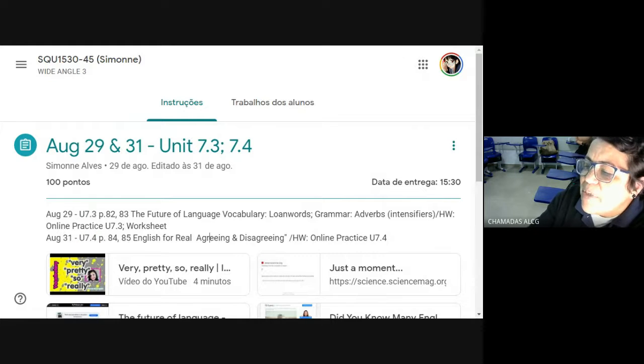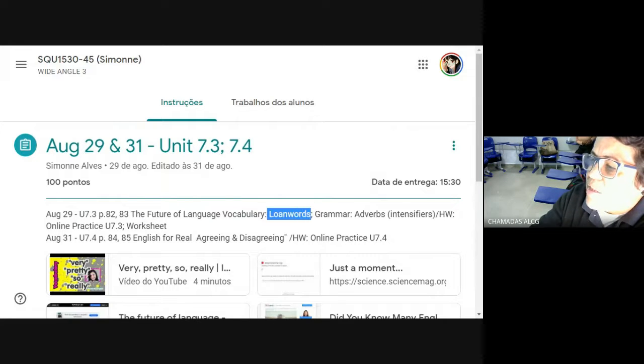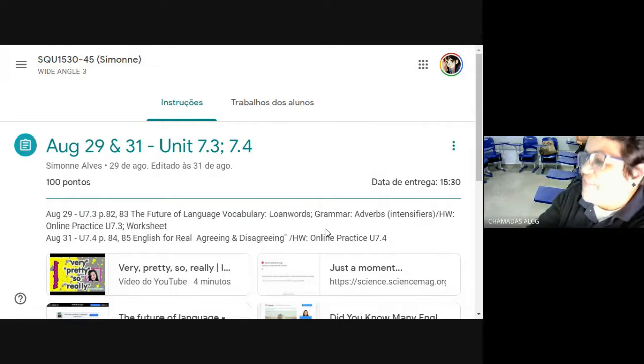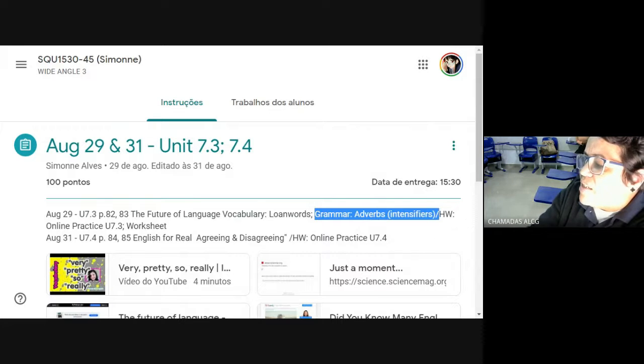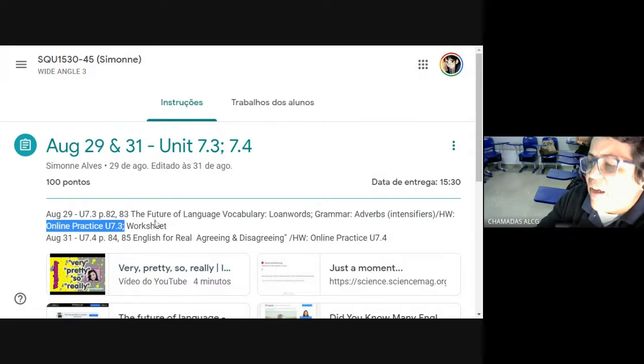So on Monday, we talked about the future of language. We saw the vocabulary about loan words. Remember, words that we borrow from other languages. The grammar was about intensifiers. So we saw words like quite, pretty, really. The homework was online practice, unit 7.3, and maybe one or two worksheets.